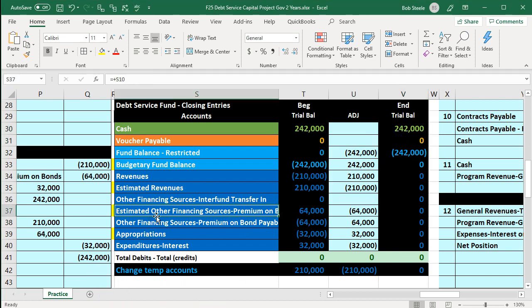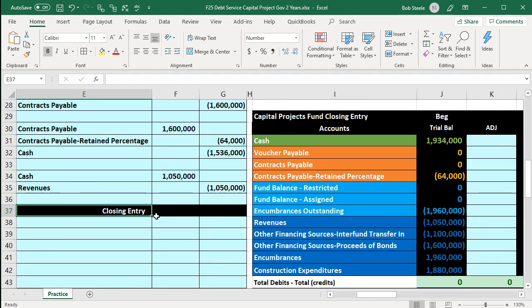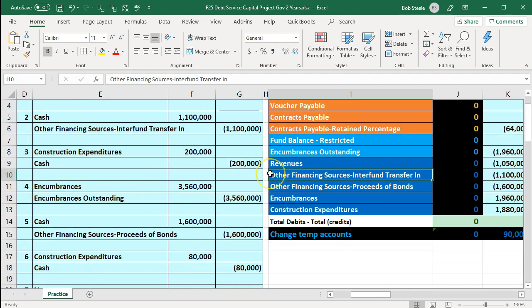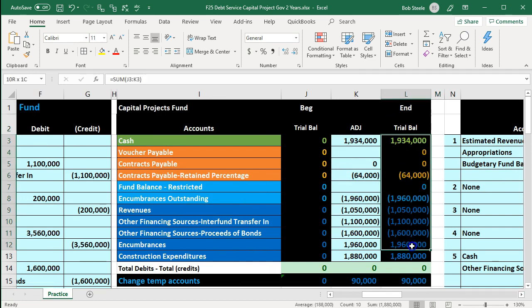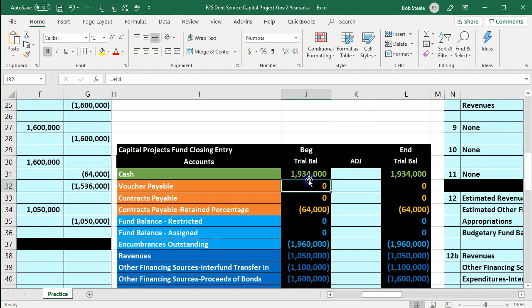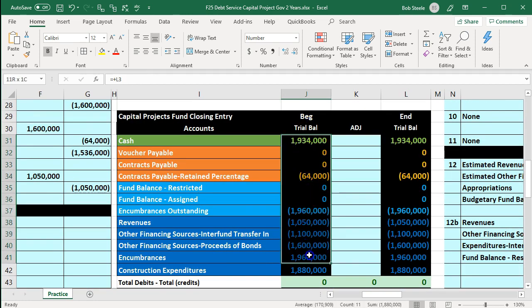Now let's do the same thing for the capital projects fund. So we get to do this one more time. It's going to be great. And so we're going to say the capital projects fund. This is our ending balance so far. We're going to say that that's going to be our beginning balance for the closing process. So here's our beginning numbers for the closing process.